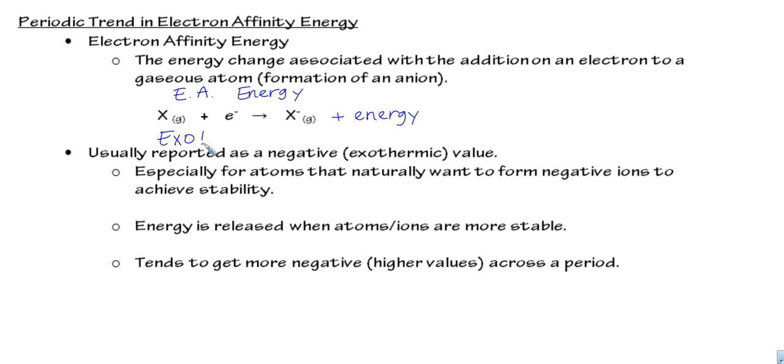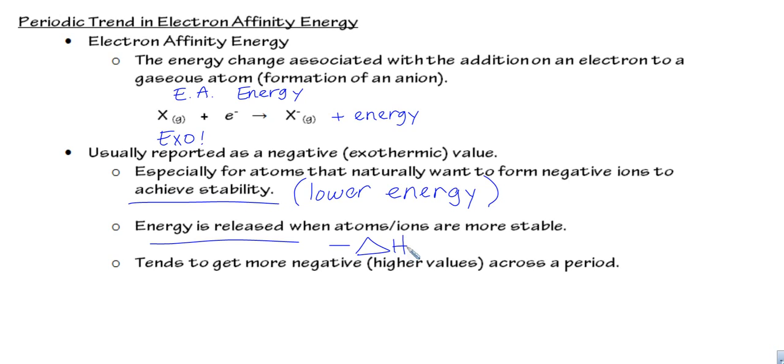So usually we'll talk about this in reference to maybe the nitrogen family, oxygen family, halogens, atoms that want to form negative ions because that makes them more stable. More stable means lower energy level. So energy will be released. Yes, energy is released. So if they maybe gave me a numerical value, it would be a negative delta H value.